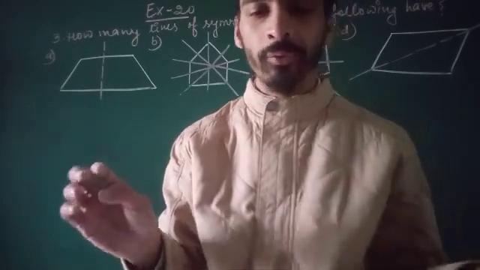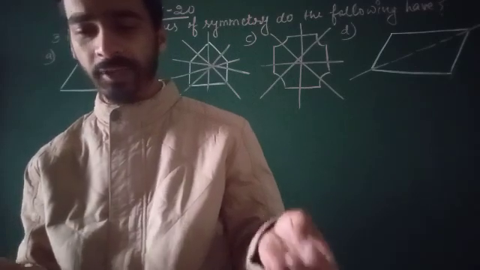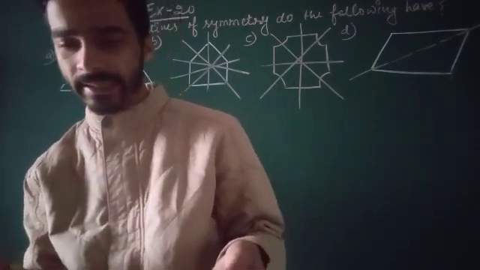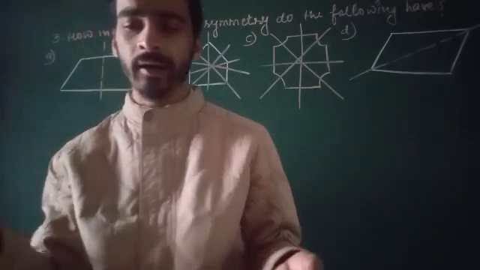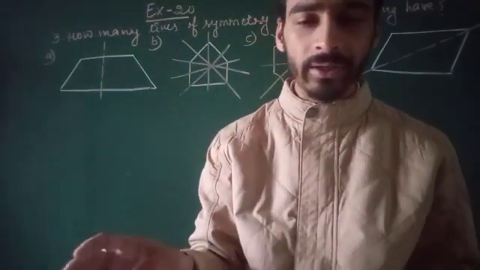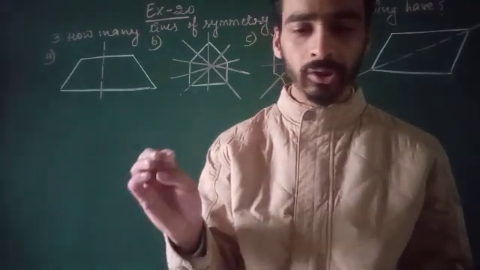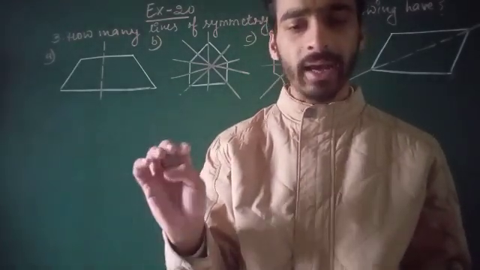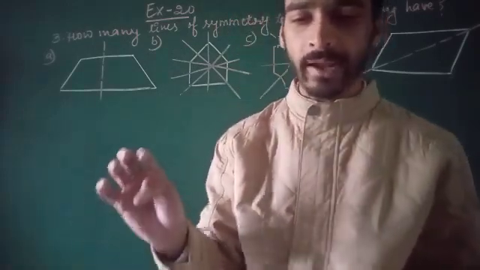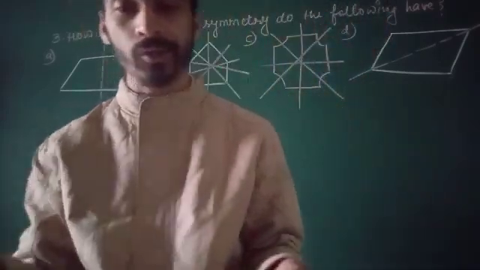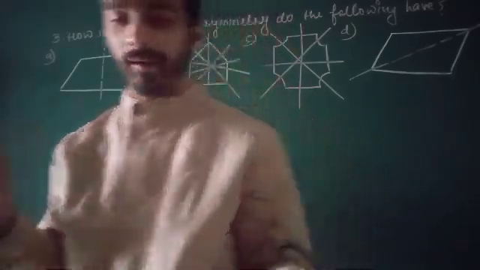Question number B. Which characters have one line of symmetry? 3, A, B, C, D, E, K, L, M, T, U, V, W and Y. After that question number C. Which characters have two lines of symmetry? So O, A, H, I, O and X. Which characters have more than one line of symmetry? There is no figure which has more than one line of symmetry. So this answer is none.